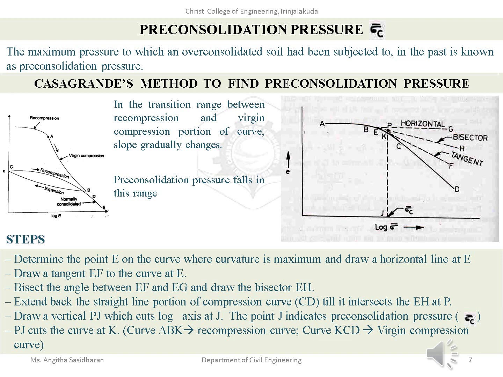In the transition range between recompression and virgin compression portion of the curve, the slope is gradually changing and the pre-consolidation pressure falls in this range. So here comes the recompression region and here is the virgin compression portion. In between these two, the slope is gradually changing, and the pre-consolidation pressure, that is the maximum pressure which it had experienced in the past, is somewhere lying in this region.